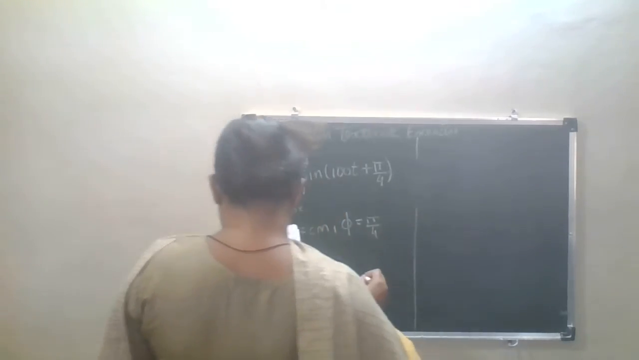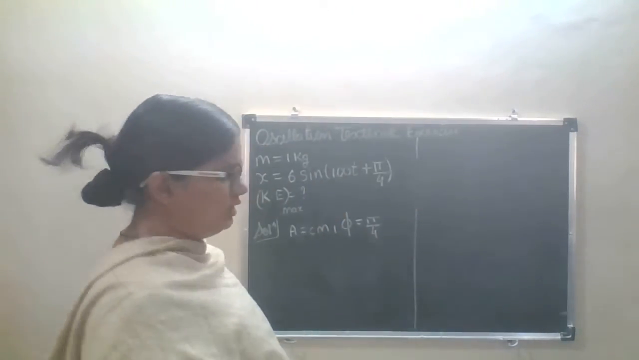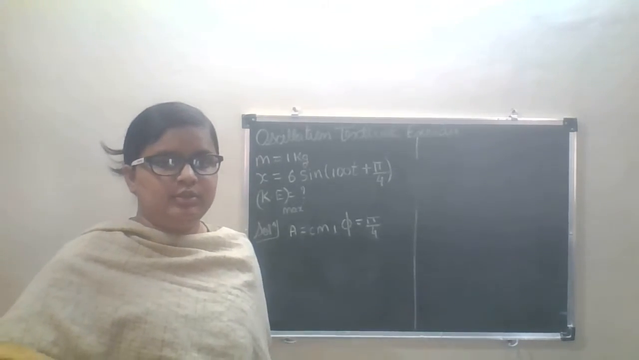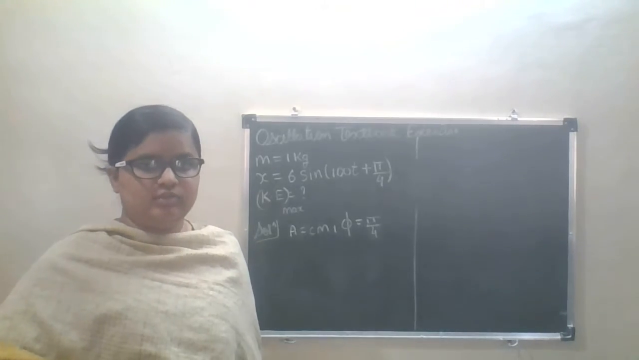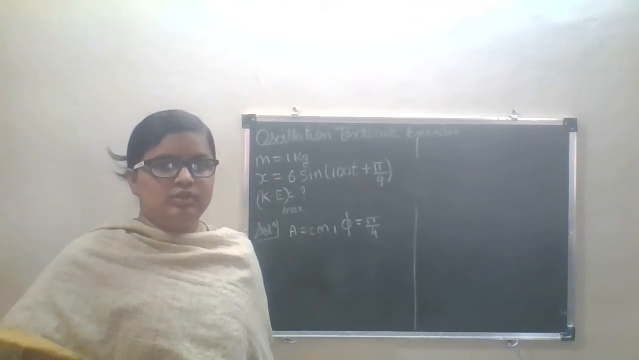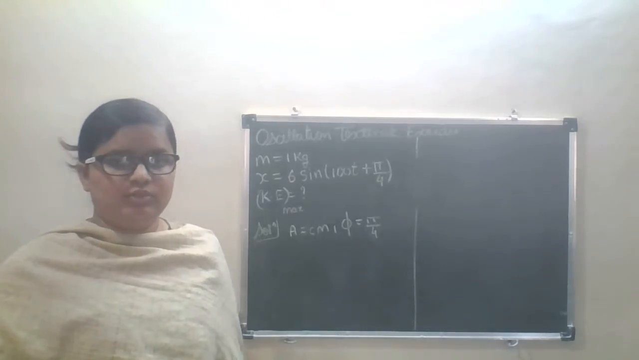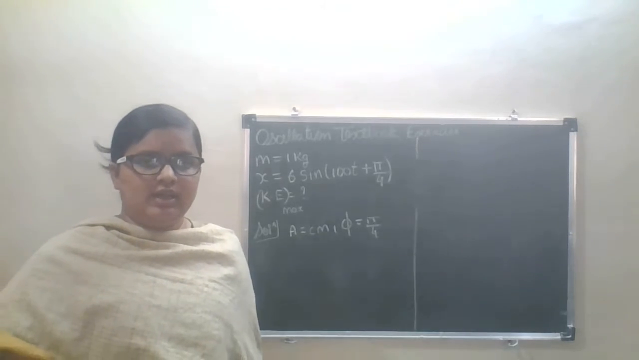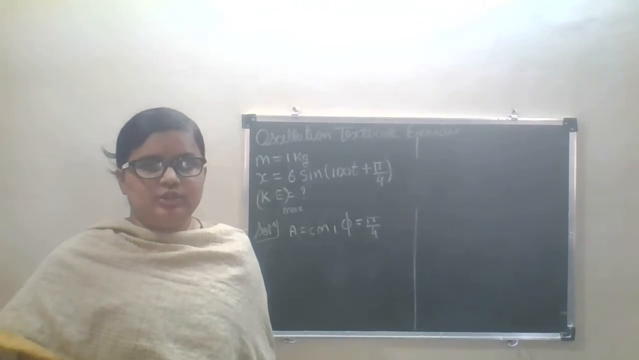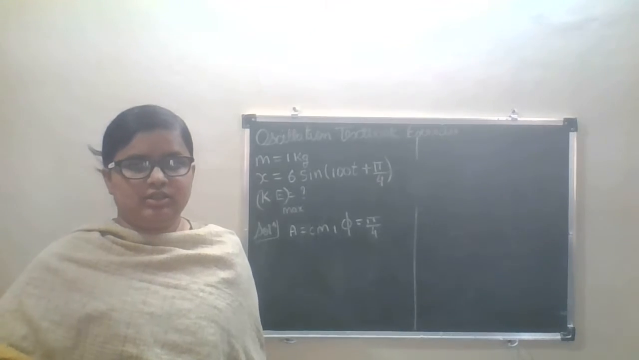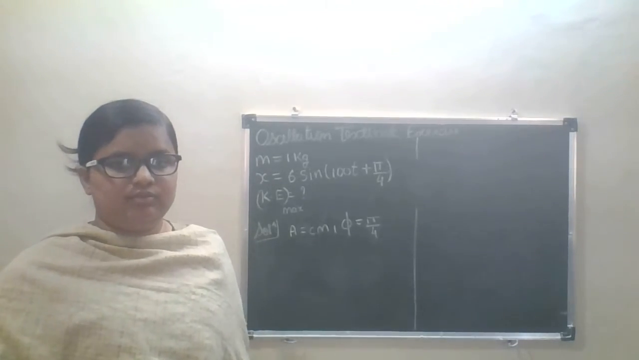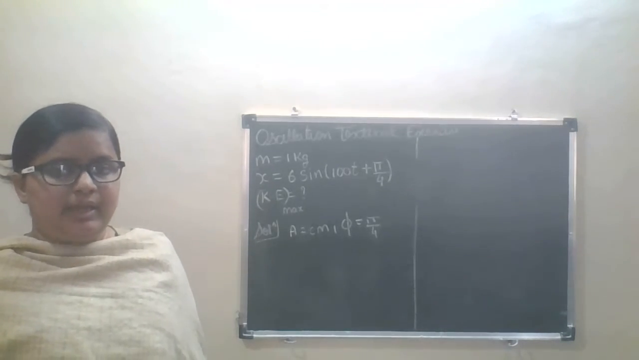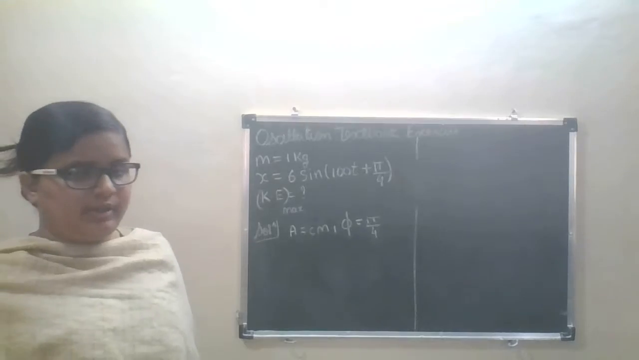Now, you must know the theoretical concept that the kinetic energy at the mean position is maximum. I have taught you all the terms: what is the mean position, what is the extreme position, the right extreme position and the left extreme position, and at which point the kinetic energy and the potential energy are maximum. Using this concept, at the mean position the kinetic energy is maximum.